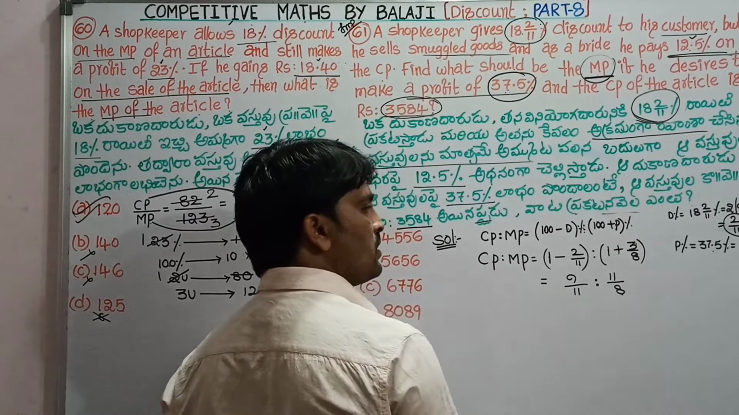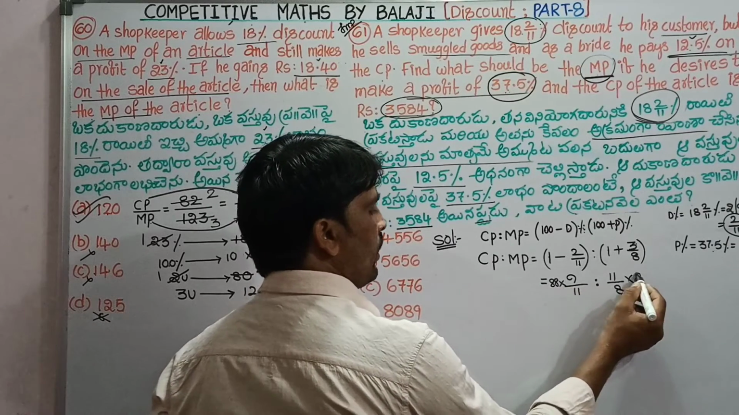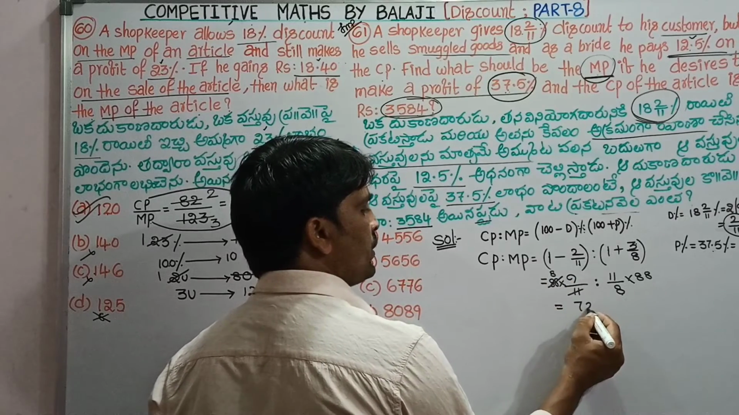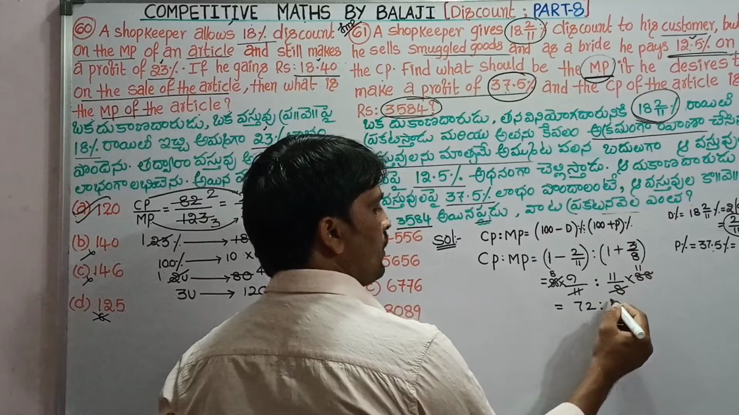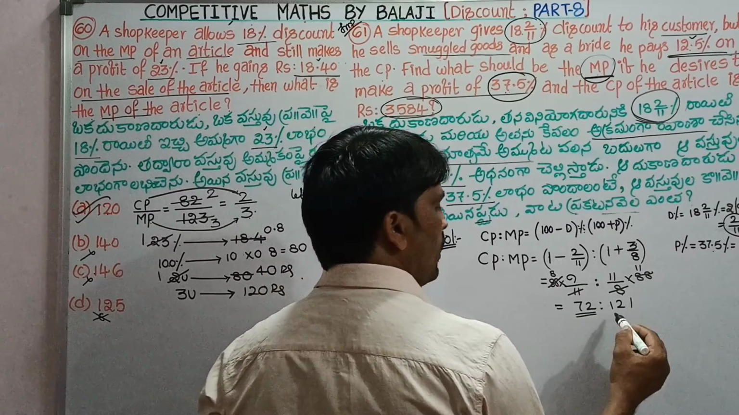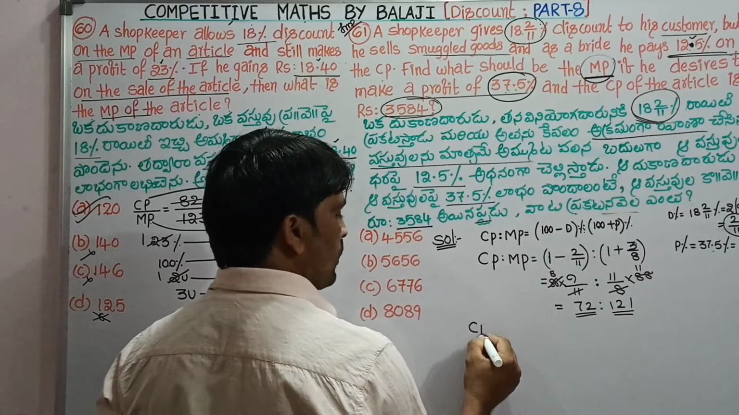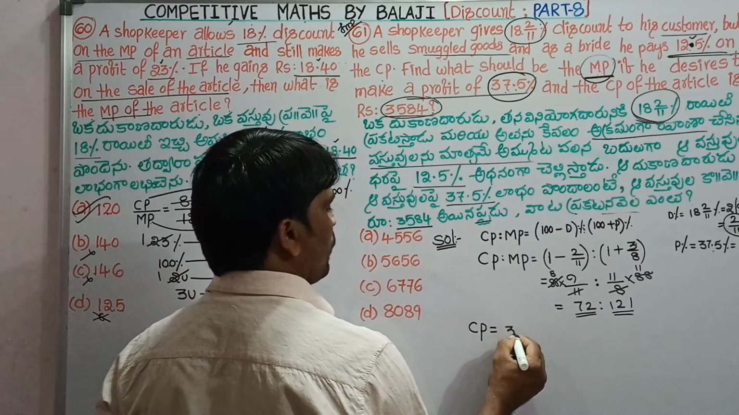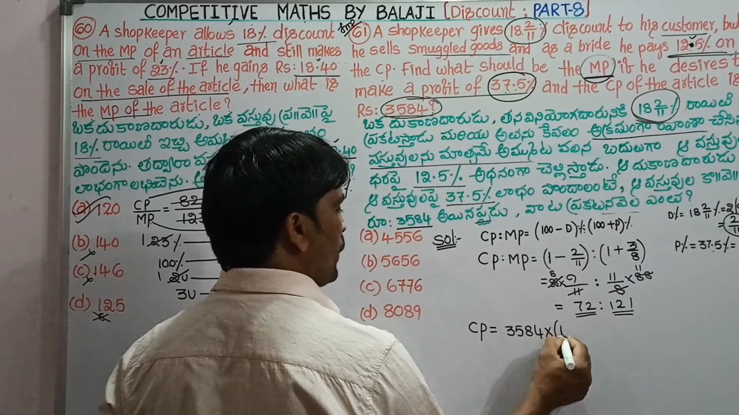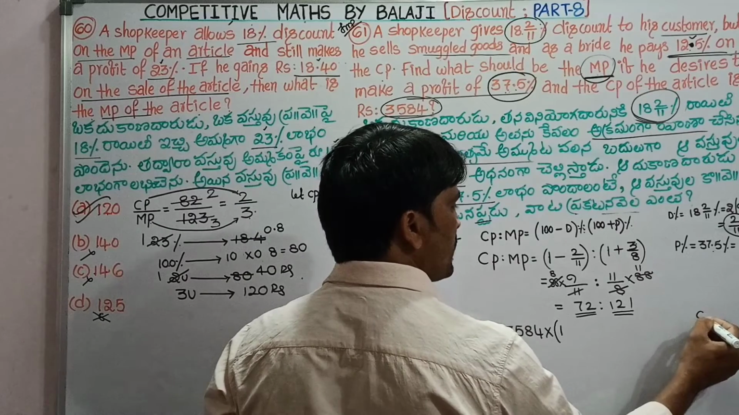LCM of 11 and 8 is 88. So multiply each term of the ratio by 88, which gives us 11 ones are 11, 8 nines are 72, is to 8 elevens are 88, 11 elevens are 121. That is, if the cost price is 72 units, then the market price is 121. Therefore, the actual cost price is 3,584, but it is 1 unit.